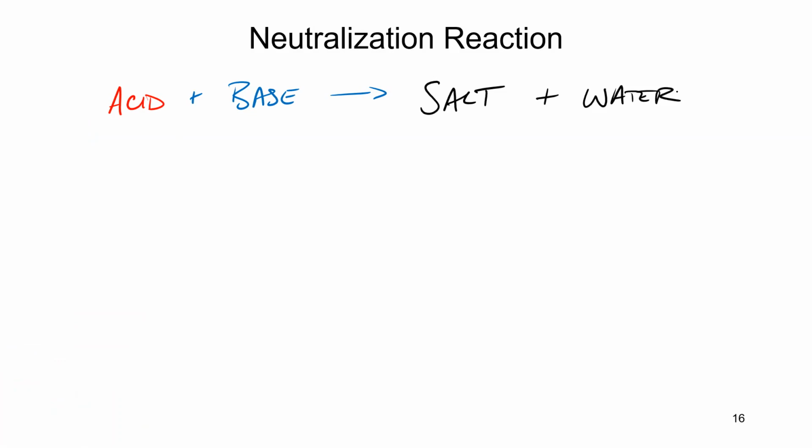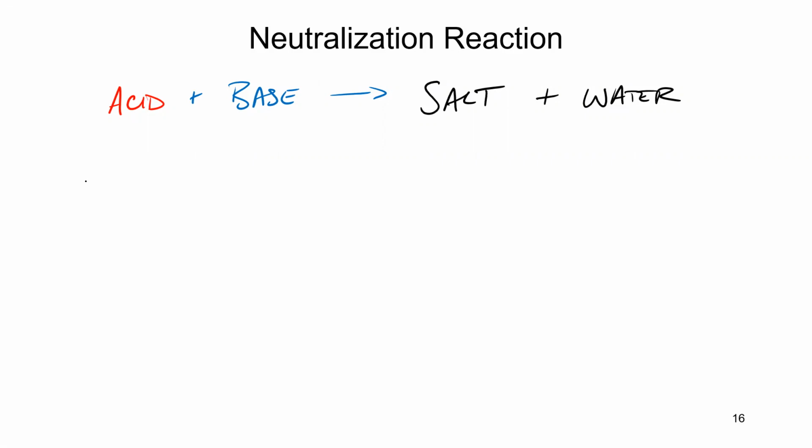Right? Now, here's a good point to mention, that when we talk about salt, rarely do we really mean table salt, NaCl. Salt is just an ionic compound that's relatively soluble in water. It doesn't have to be. There are insoluble salts, but generally speaking, salt is an ionic compound.